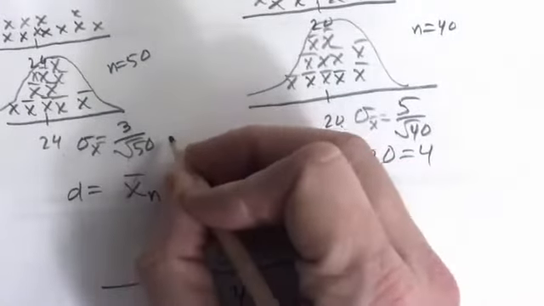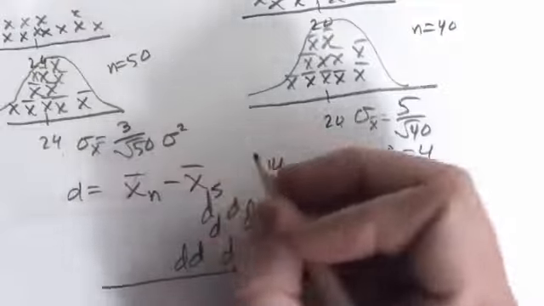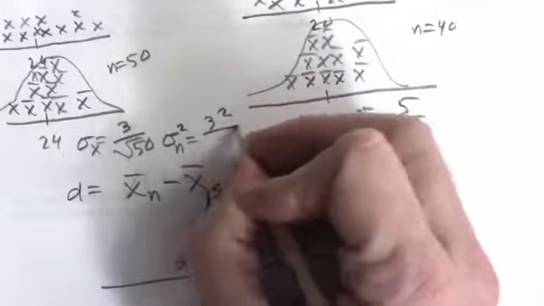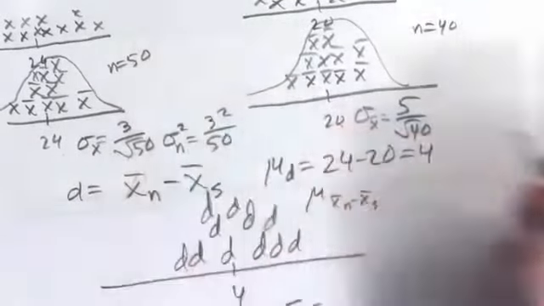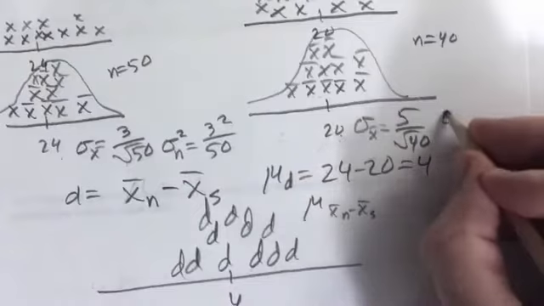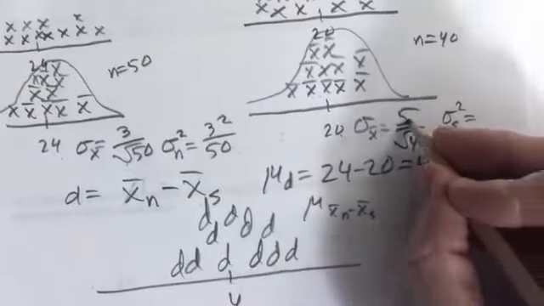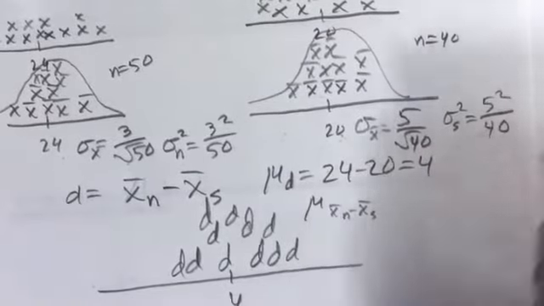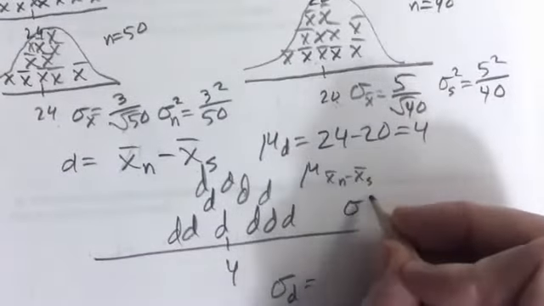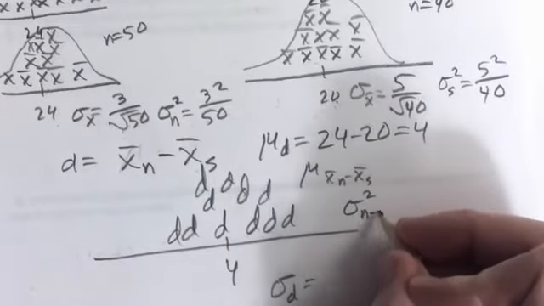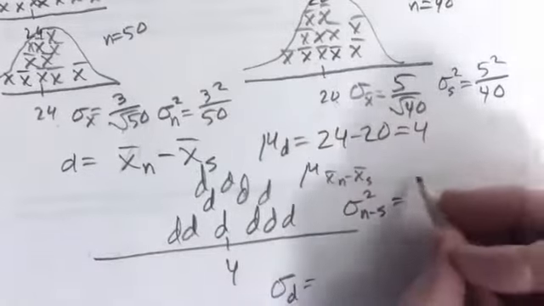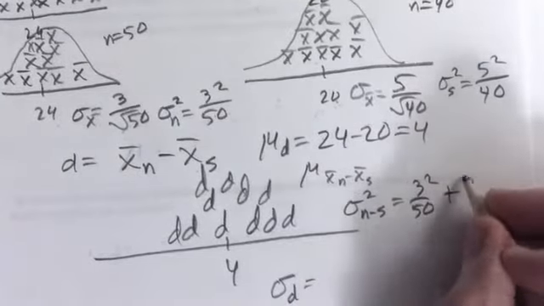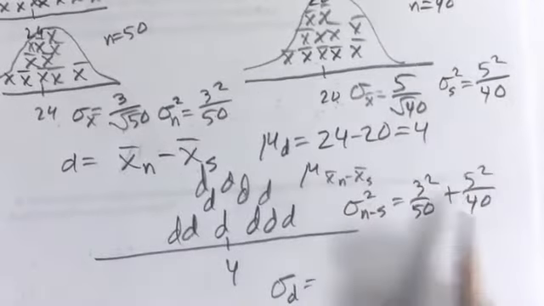Well, so we've got to find the variances. The variance of the north is just going to be that squared, 3 squared over the square root of 50 squared, which is 50. And then the variance of the south is going to be equal to that squared, 5 squared over the square root of 40 squared, which is 40. And so then we would say the variance of the north minus the south, you would add the variances here. 3 squared over 50, and then plus 5 squared over 40, like that. That's what you would do.